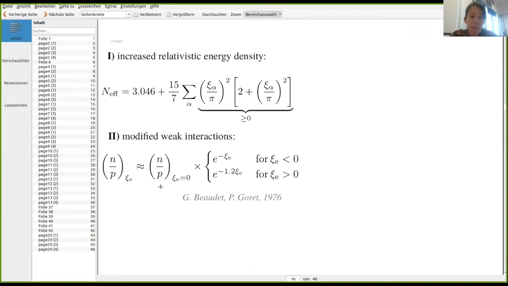On top of this, we also have another effect. Neutrino chemical potentials also directly impact the weak interaction rates that in turn set the neutron to proton ratio at the onset of Big Bang nucleosynthesis. And the kind of change that you get, you can see in this formula here. So the impact on the neutron to proton ratio is really only depending on the electron neutrino chemical potential. So this is really an effect that, at least in principle, is flavor sensitive.